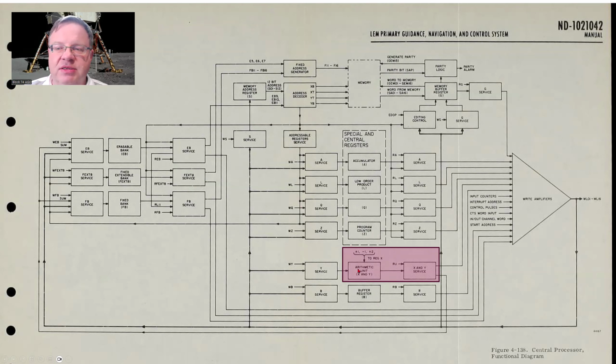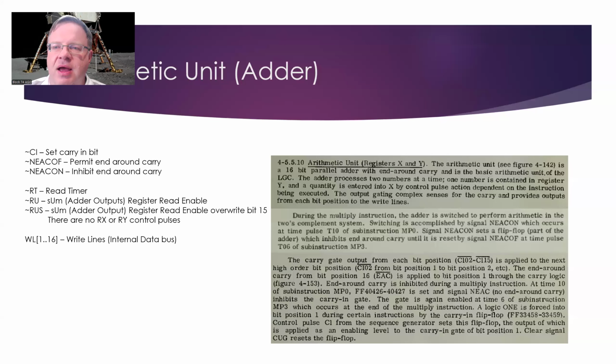The next part we're going to talk about is the arithmetic unit of the Apollo guidance computer, which operates on both the contents of the X and Y register. As we get into the details, the description here is that the arithmetic unit is a 16-bit parallel adder with end-around carry. End-around carry is used in certain cases with two's complement and one's complement mathematics, where you overflow one way or the other. Basically, you wrap around the digits when you start looking at negative numbers.